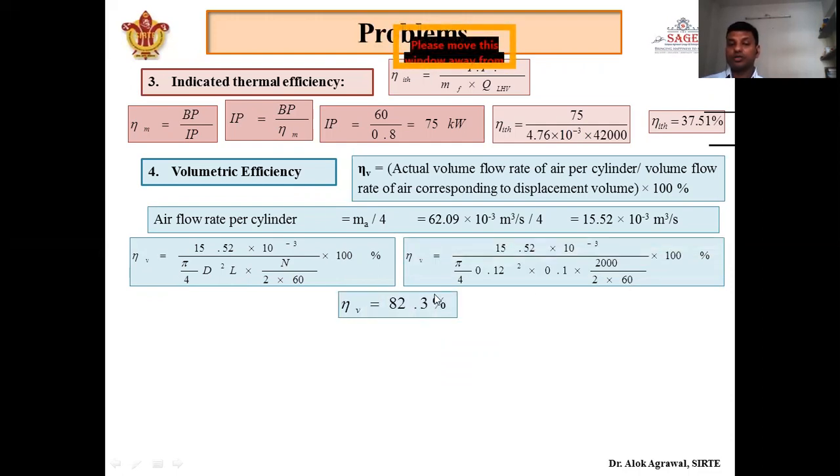Okay. Here it has to be taken care that we have to do it per second. This is the stroke volume of the cylinder, but in 1 second, how many strokes are getting completed? That will be calculated with the help of capital N, that is revolutions per minute.